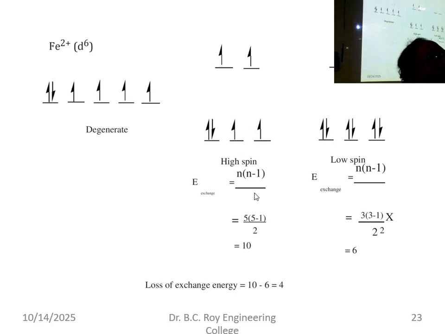Sir, for the low spin, in the denominator, will the 2 not be there? 2 will be there, that I am telling. For high spin as well, there will be a 2 below. And the formula will be the same, sir? Same formula, supposed to be.